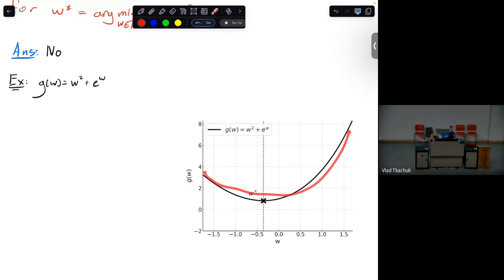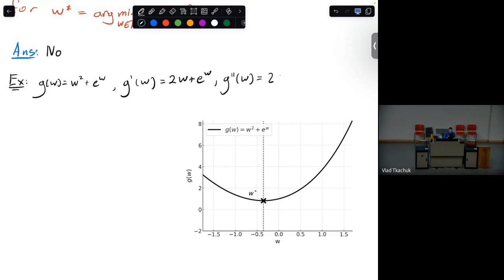It's clearly convex. We're going to work this out in a second. But let's try to get its closed form solution. Okay. So first of all, let's check if it's convex. And the way we check if it's convex is we take its first derivative. The first derivative is 2 times w plus e of w. And then the second derivative is equal to 2 plus e of w. Notice that this thing is always greater than 0. So what this means is convex. Okay, visually we clearly saw it's convex.